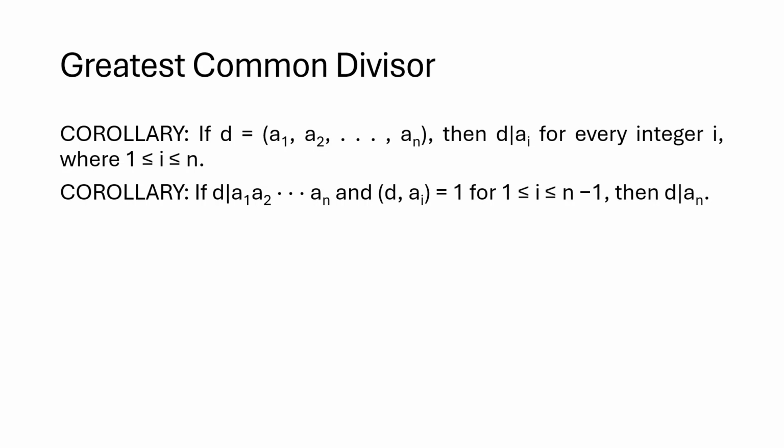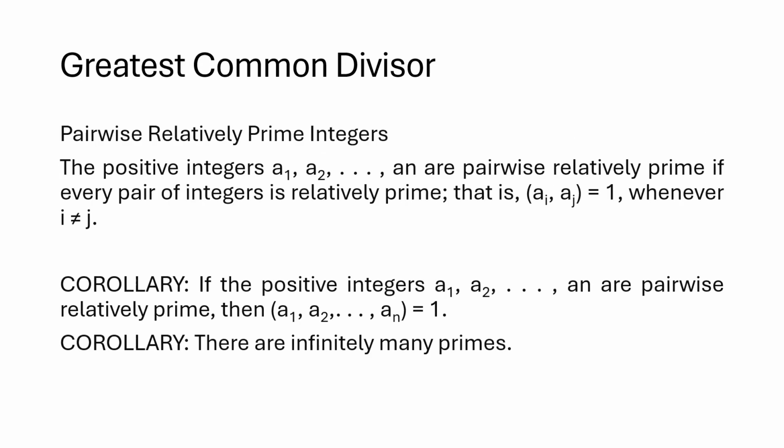If D divides the product of A sub 1 to A sub n, and the GCD of D and A sub I is equal to 1 for I greater than or equal to 1 but less than or equal to n minus 1, then D divides A sub n. So we have this one, taken into consideration of the corollary.